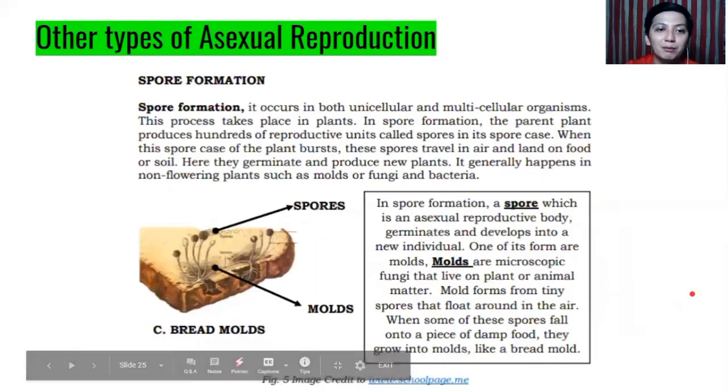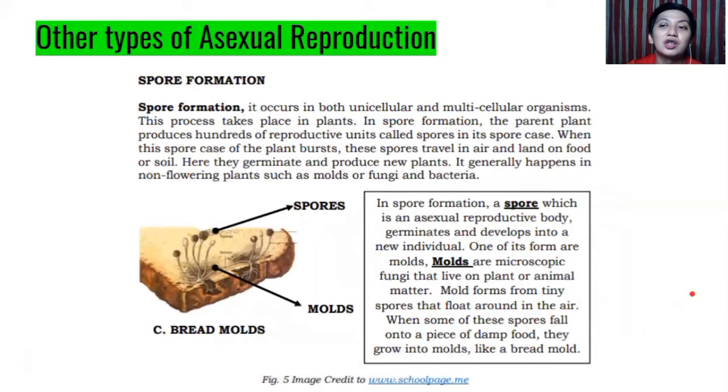And then we have number 3, spore formation. So spore formation occurs in both unicellular and multicellular organisms. This process takes place in plants. In spore formation, the parent plant produces hundreds of reproductive units called spores in its spore case.